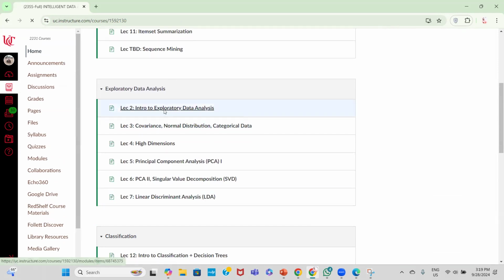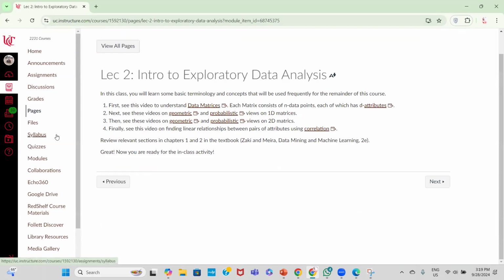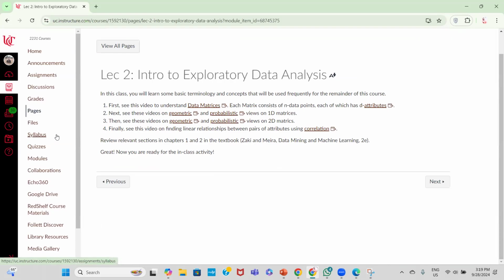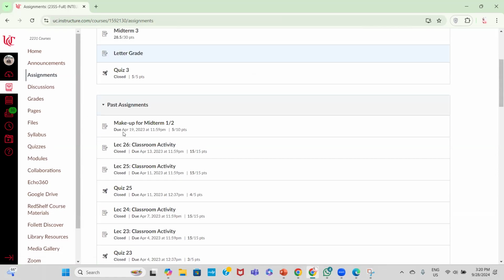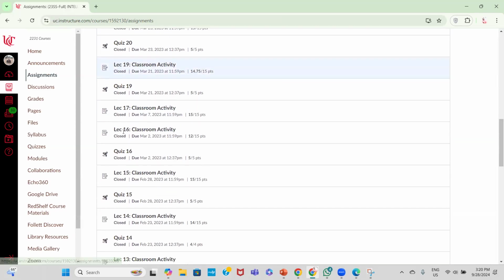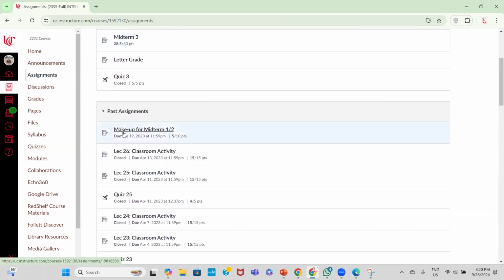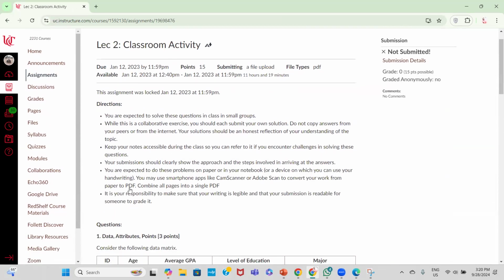So this is one of the lectures, and inside this we will have some homeworks to do. Where is that? Assignments. Go back to assignments, and then we will have quizzes as well. We can also do some quiz that is given over here, but I'll just show you an example of classroom activities. That helps you to understand the concept much better.